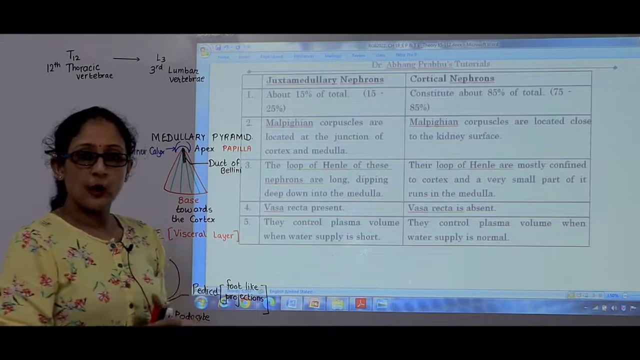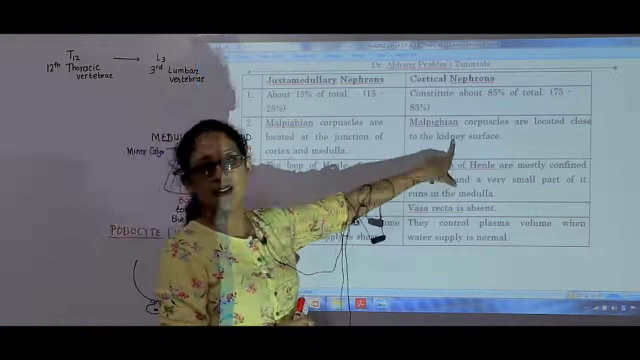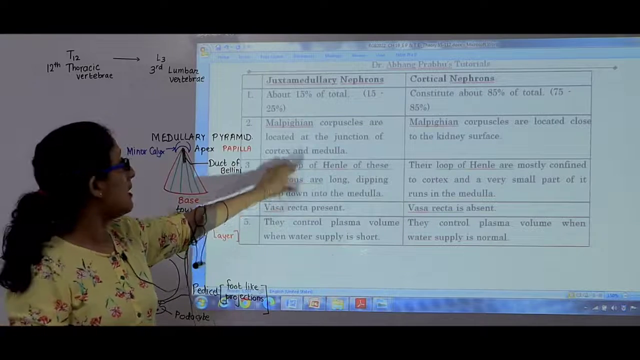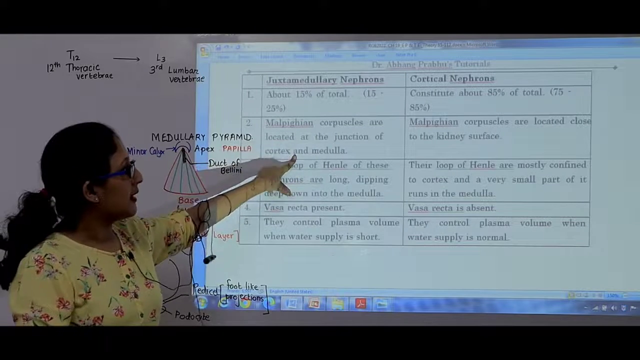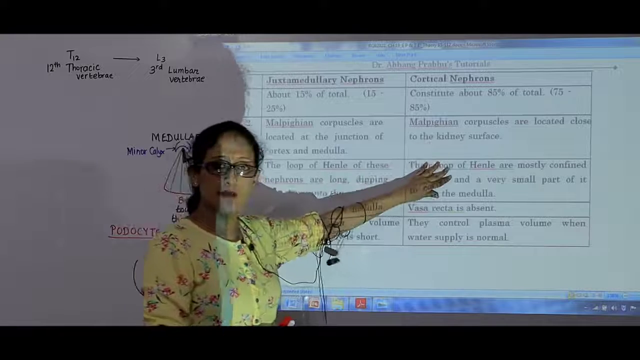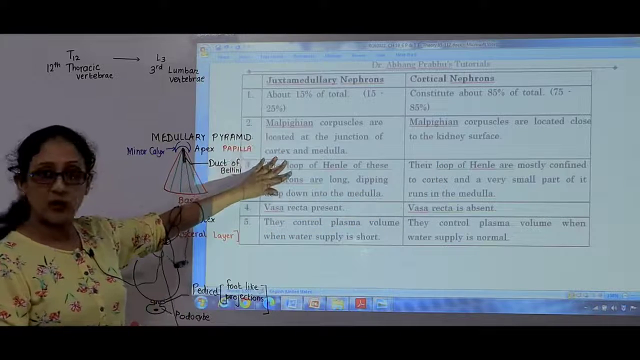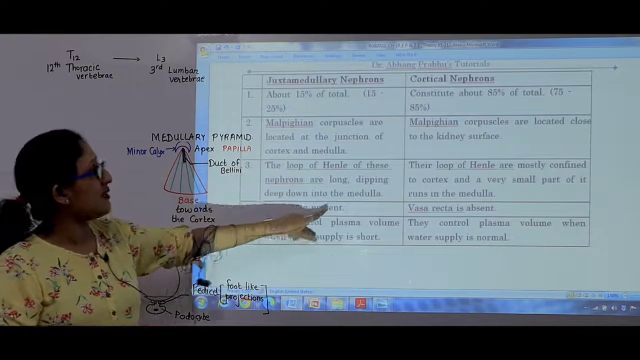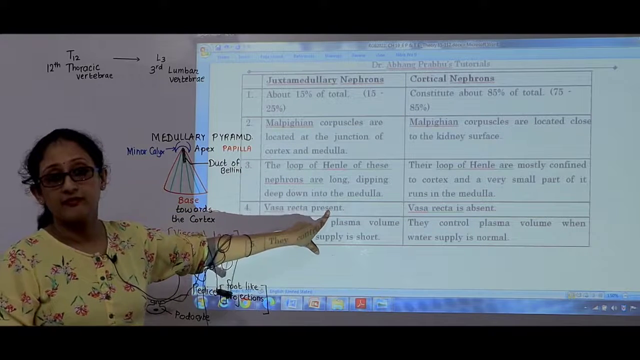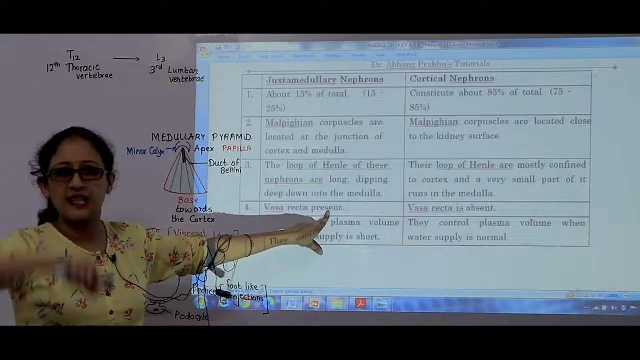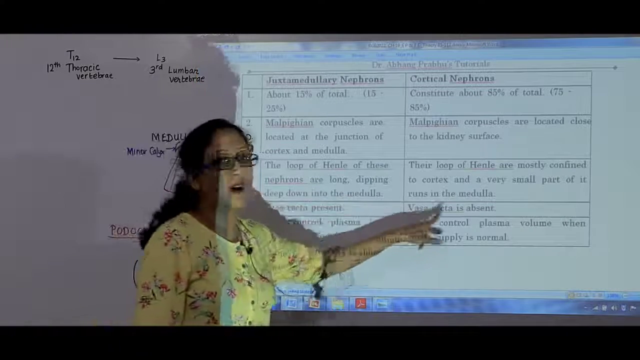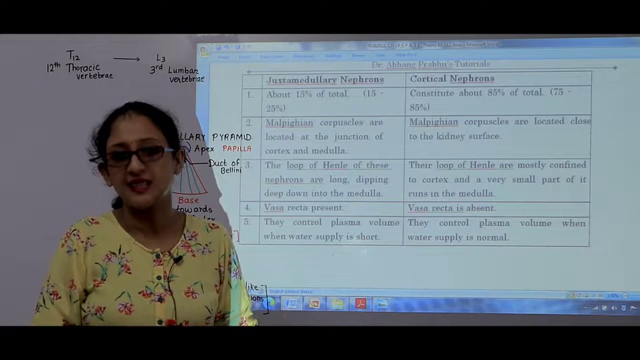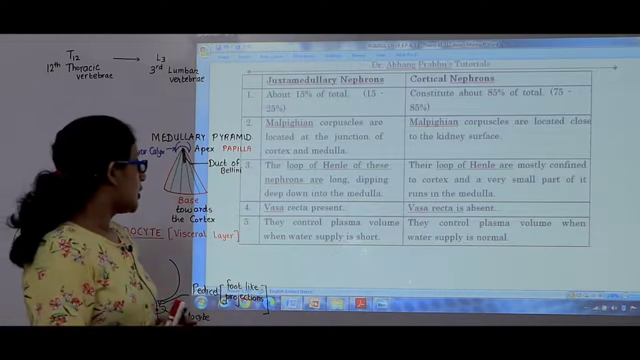Where are the Malpighian corpuscles present? I told you, close to the kidney surface, and here it is close to the junction between the cortex and the medulla. Henle's loop is short, Henle's loop is long. Because they have a long Henle's loop, they have a very prominent vasa recta, a proper nice long vasa recta. Whereas here you can't make out the vasa recta because Henle's loop is only so short.